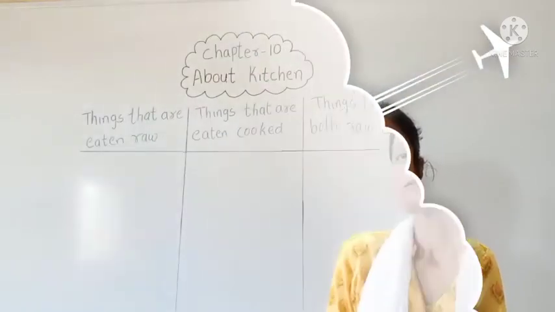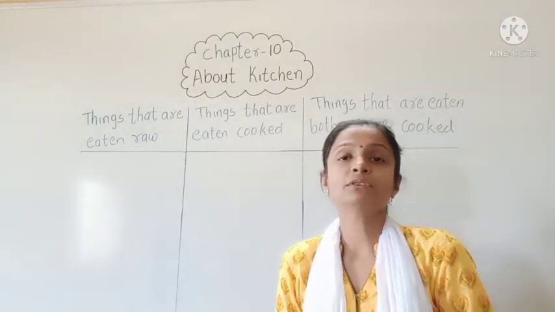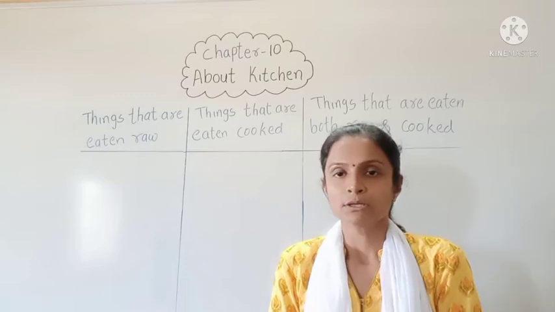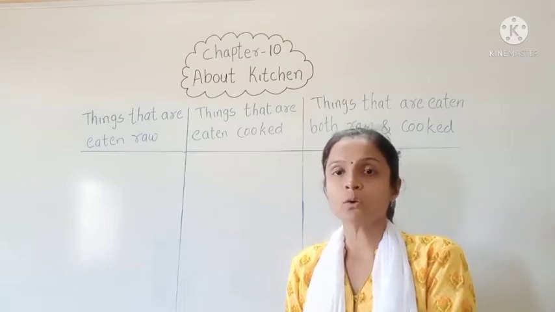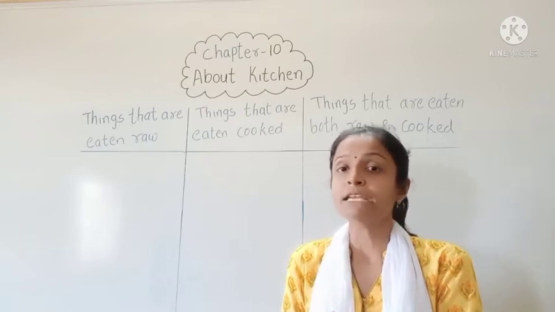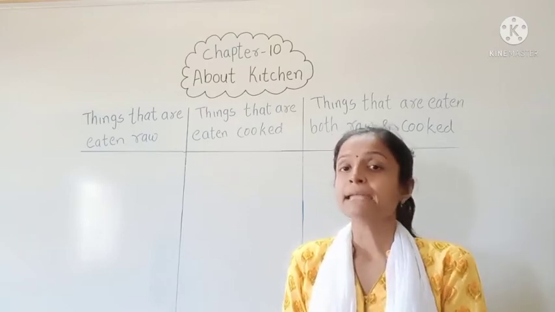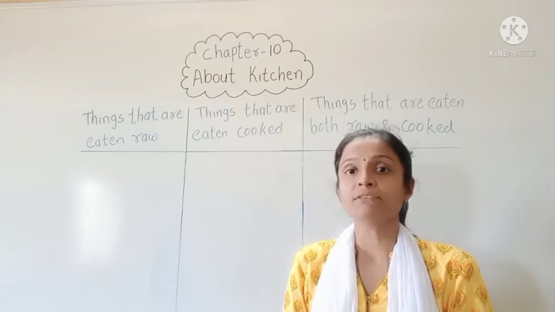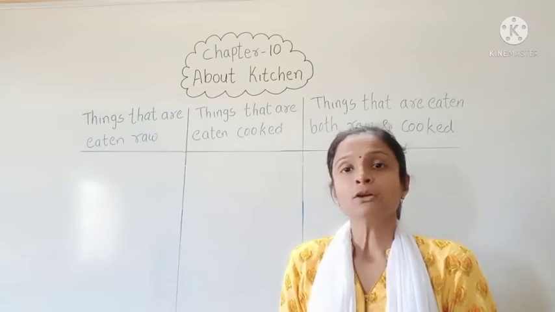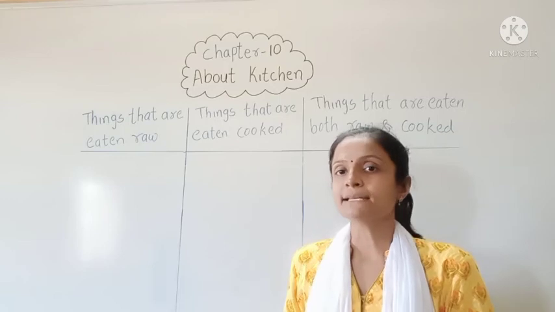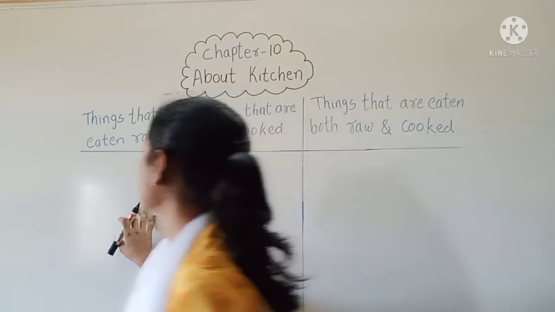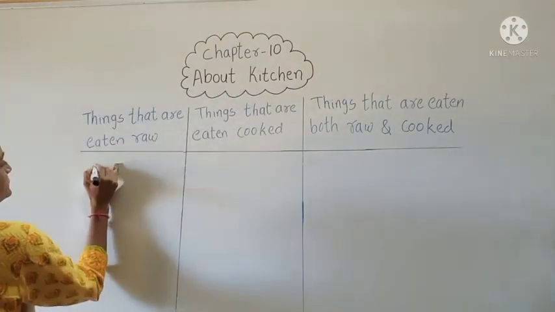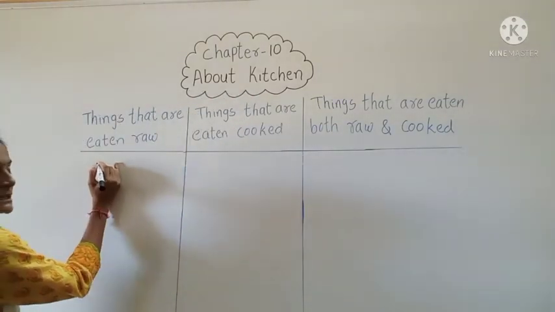But nowadays you can find many of the utensils that are light in a weight and of different materials according to our need. Okay, so as we know, we can see many of the variety in the food. Among them, some of the food we can eat raw and some of the food we need to cook first. And there are some food also that we can eat both raw and cooked. Okay, so now let us see the things that are eaten raw. Raw means kacha.